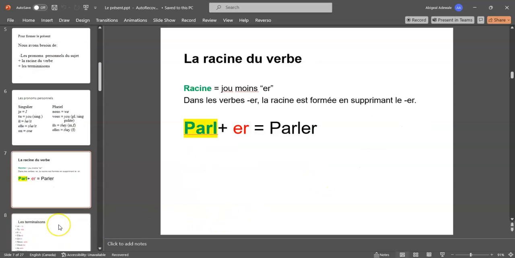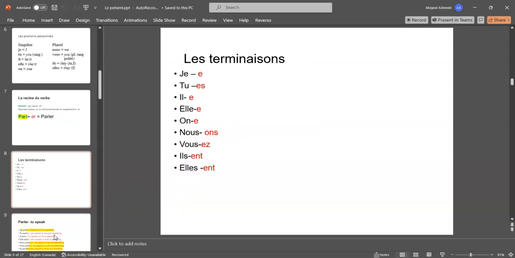Then we have la racine du verbe. How do we get la racine du verbe? It's very easy. When we have our ER verb, we remove the ER. Whatever we have left is going to be our racine, which is the root of the verb. For example, if we have the verb jouer, when we remove the ER from jouer, we have joue. So joue would be la racine du verbe. So here we have parler, we remove ER, we have parle. So parle is what we work with to conjugate our verbs.